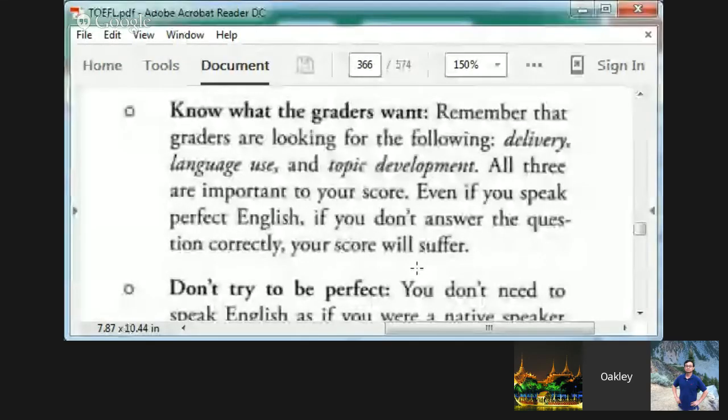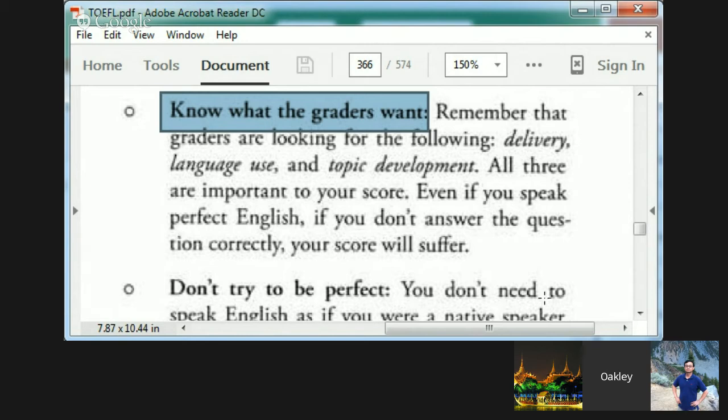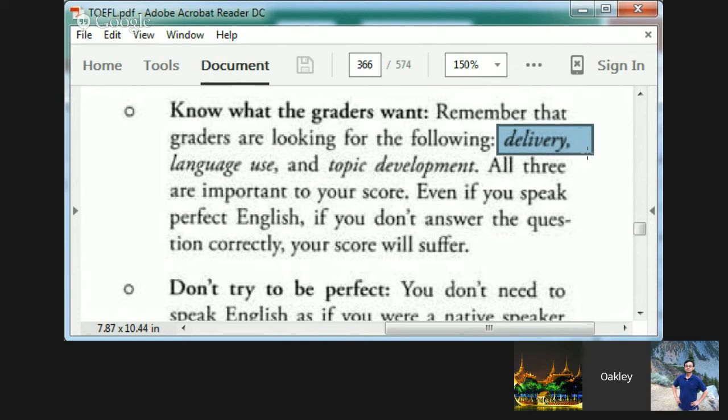Okay, some last points. We've only got just a few minutes here to talk about this TOEIC speaking test, so I want to go over some of the major key points just to conclude. First of all, know what the graders want. Absolutely. There are 3 scoring categories: delivery, which includes how smoothly you speak, your rhythm, and your intonation, and your pronunciation. Okay, all of that is included in one category.